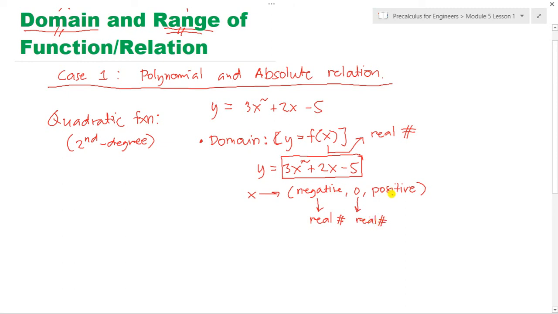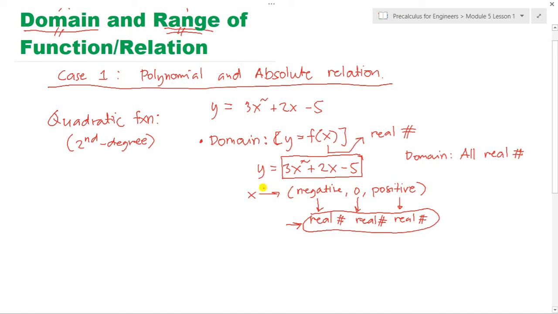How about for a positive number, class? Input ka og positive 500 or 5 million. So, may answer. Still, real number gihapon. So, unsa may atong indication ini? If all the parts of the real number line arrive at a real number gihapon nga answer, unsay pasabot? Ang atong domain is all real numbers. So, ana ra gyud, class? Dali ra. All real numbers.